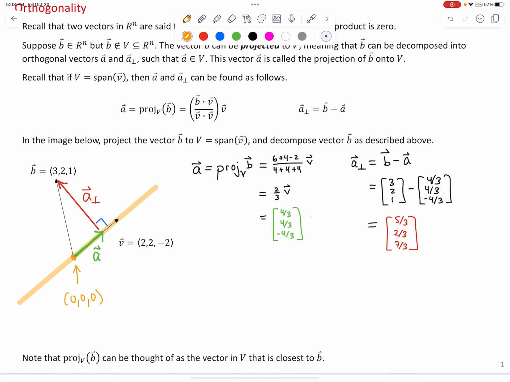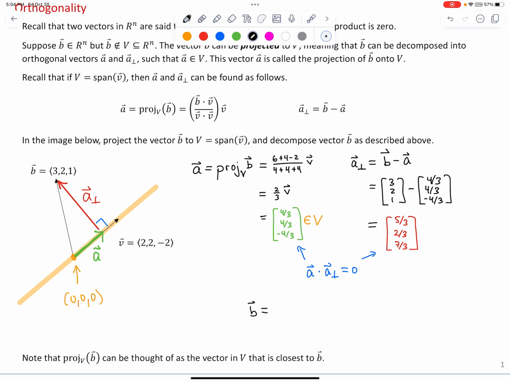So notice that the green vector is in fact in our vector space V. It's a scalar multiple of v, so it's in the span of vector v. It's on that orange line. And further notice that these two vectors are orthogonal. If you do the dot product of these two vectors, you get 20/9 plus 8/9, that's 28/9, and then minus 28/9, and you do get 0.